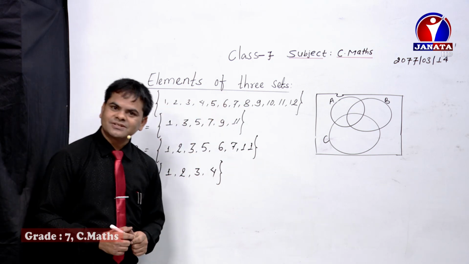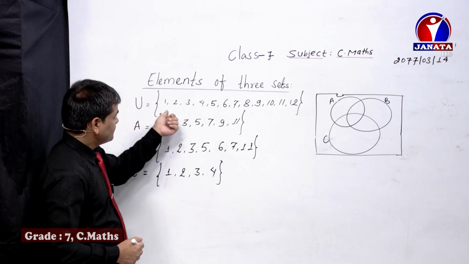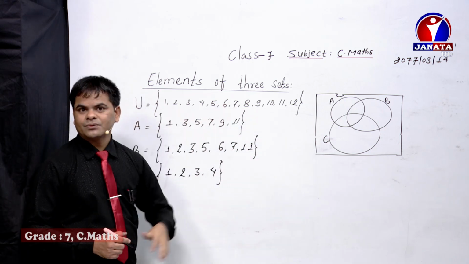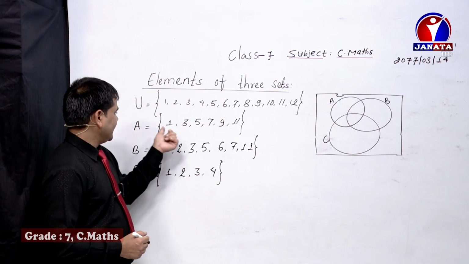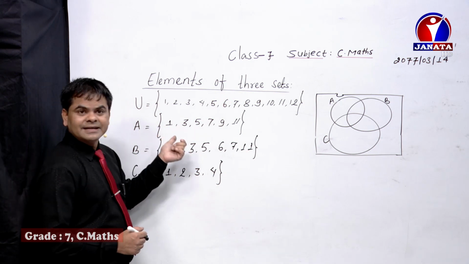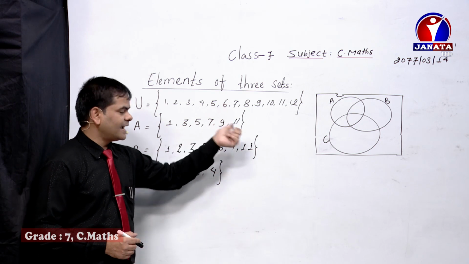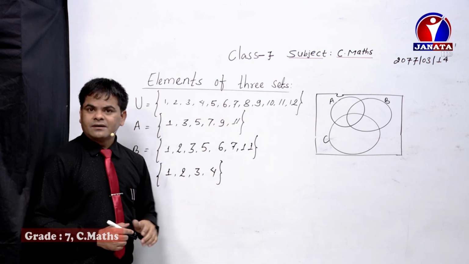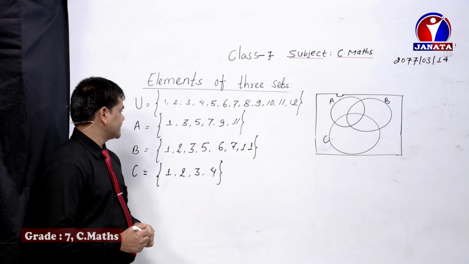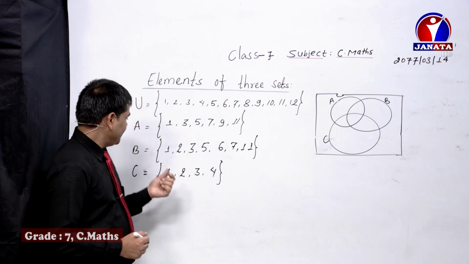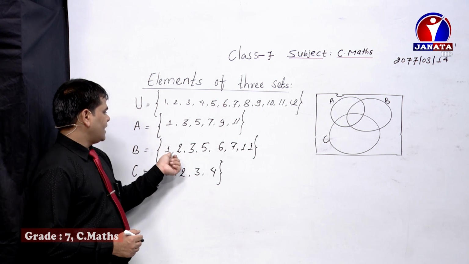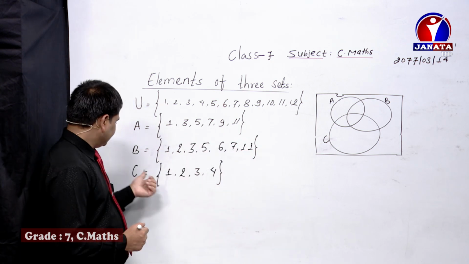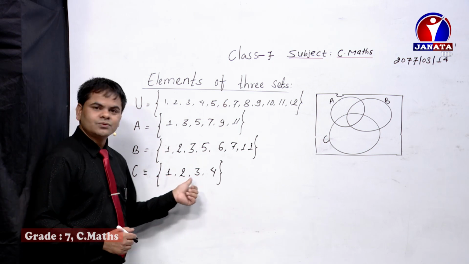In case of the universal set, dear students, I have kept the natural numbers from 1 to 12: 1, 2, 3, 4, and so on up to 12. And then in set A, there are the elements 1, 3, 5, 7, 9 and 11. These are the odd numbers contained in the universal set. And then in set B, I have kept 1, 2, 3, 5, 6, 7, 11. And in set C, I have kept 1, 2, 3, 4.